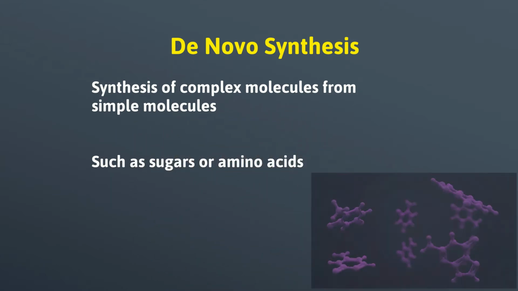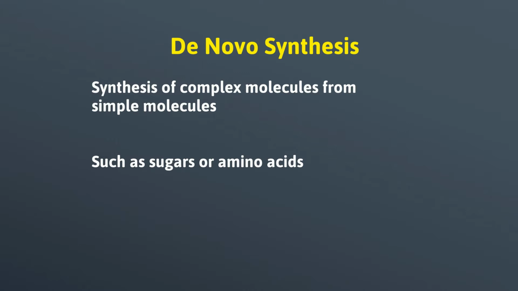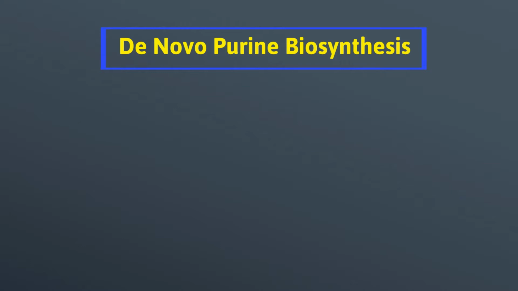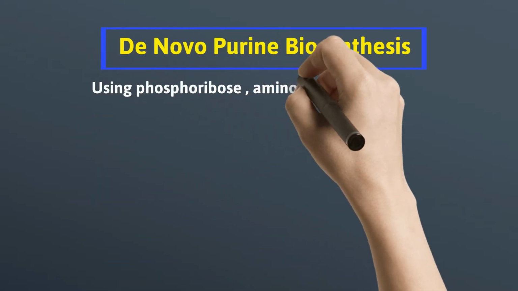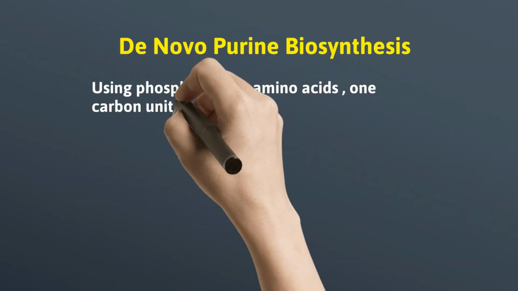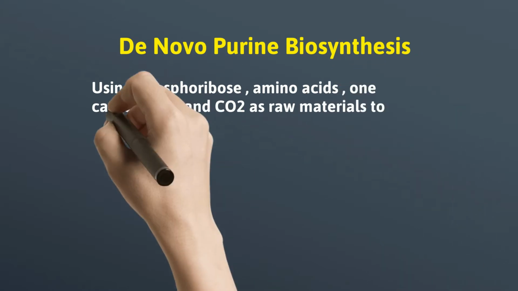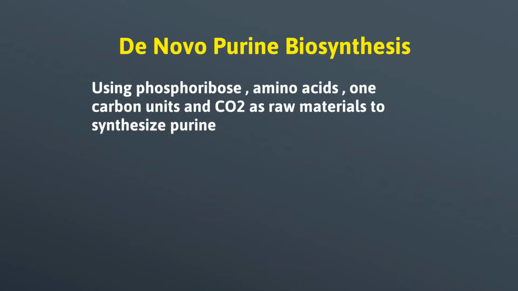For example, nucleotides are not needed in the diet as they can be constructed from small precursor molecules such as formate and aspartate. The de novo synthesis of purine nucleotide means using phosphoribose, amino acids, 1 carbon units and CO2 as raw materials to synthesize purine nucleotide from the beginning. It is the main synthesis pathway of nucleotides.